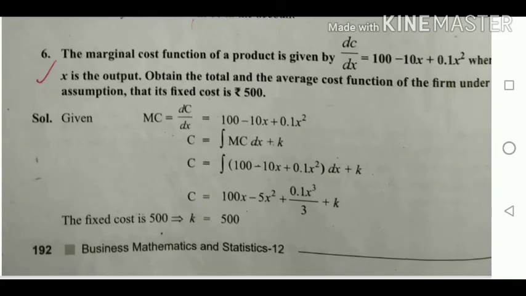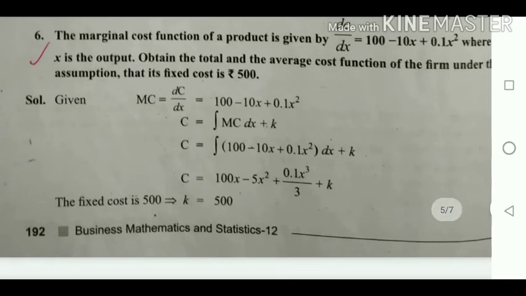If you integrate this marginal cost, you are getting the C, that is the cost. So first part is find the cost by way of integrating this marginal cost. So C equal to integration of MC dx plus k. K is nothing but the constant here.